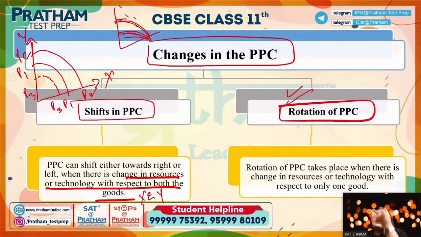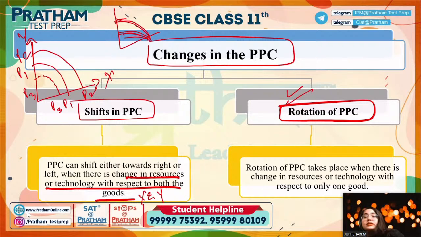टेक्नोलॉजिकल एडवांसमेंट ना होने की वजह से आपका टेक्नोलॉजी यूज नहीं होगी इतनी, तो वो आपका लेफ्ट की तरफ शिफ्ट करेगा, राइट? अगर रिसोर्सेज का ग्रोथ होगा तो PP with respect to both your commodities, then PPC would shift to right. अगर रिसोर्सेज कम हो जाएंगे, PPC will shift to left. It is as simple as that.